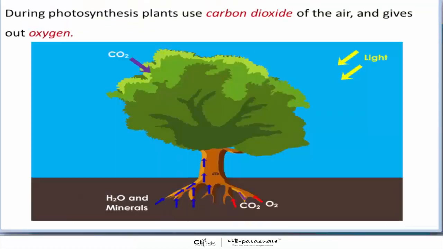During photosynthesis, plants use the carbon dioxide of the air and give out oxygen. They also release water in the atmosphere and absorb minerals from the soil, and with the help of light, they carry out photosynthesis.